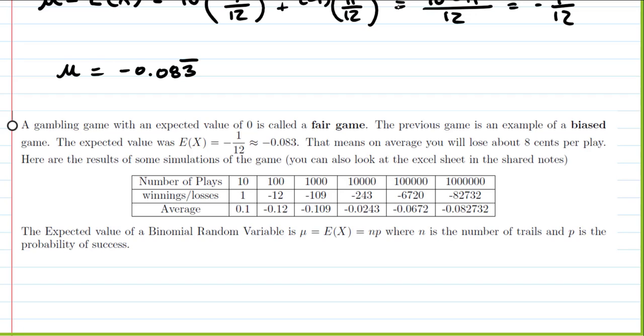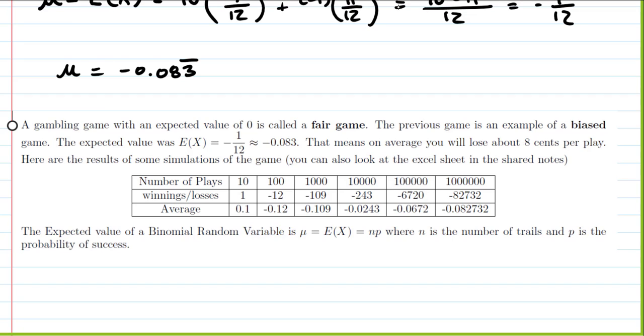Somebody shows up and plays 10 times, maybe their expected value is positive. They won. But on average, when you average it over all of the people playing, it always goes to the expected value, which means the casino makes money.